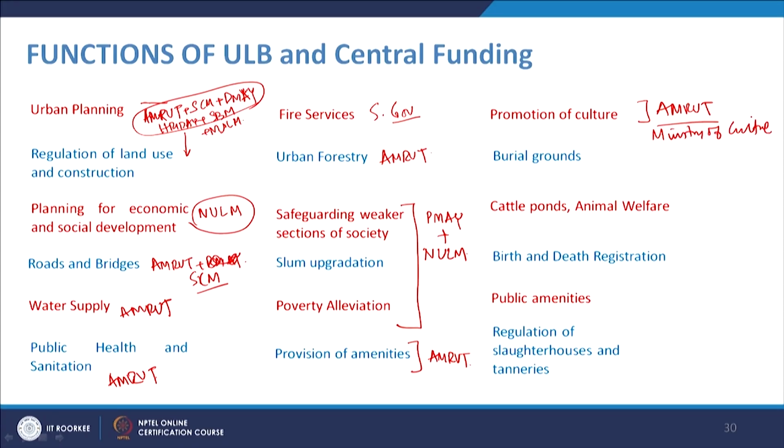Burial grounds, yes, AMRUT will again provide you the funding. Cattle fund, animal welfare, this will be Amrut, and you can try as Swachh Bharat Mission. Then birth and death registration is a municipality's job, nobody will give a separate funding. Public amenities is basically Amrut, and regulation of slaughterhouse and tanneries is basically Swachh Bharat Mission.